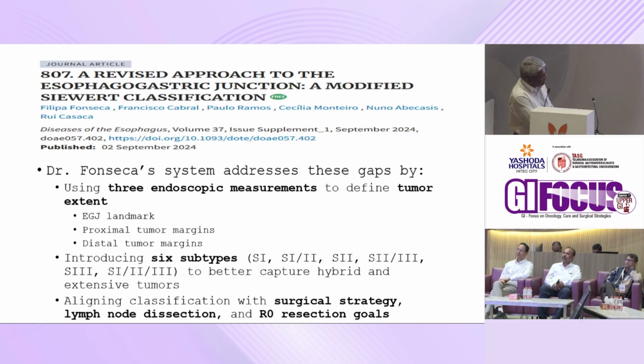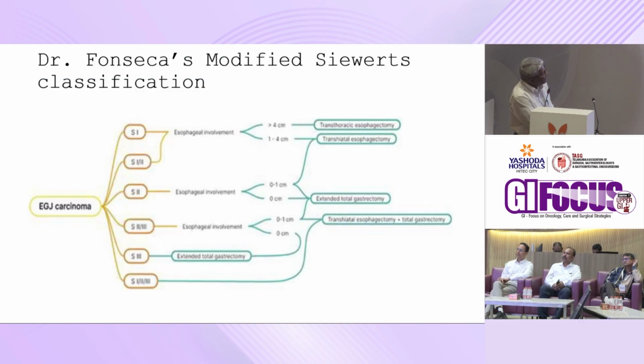S1 is purely esophageal, S1 and 2, okay. S1 is esophageal involvement of more than 4 centimeters. S1 and 2 is between 1 and 4 centimeters of esophageal involvement. In S1, the patient undergoes transthoracic esophagectomy. In S1 and 2, it is transhiatal esophagectomy.